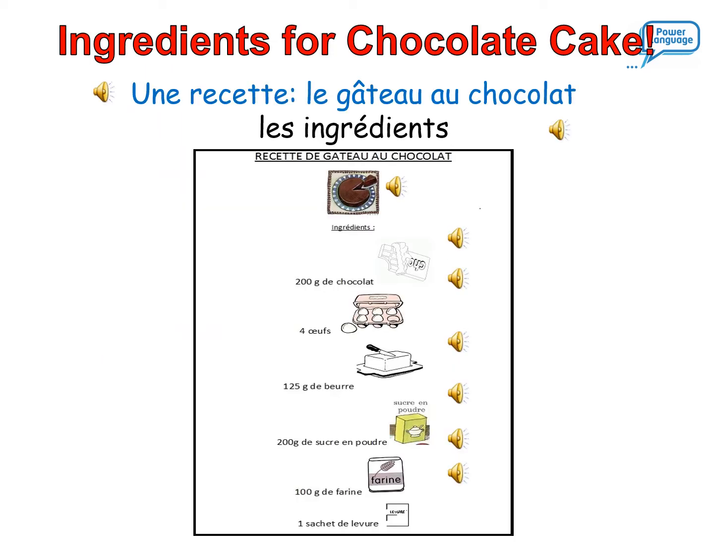So here are the various ingredients you'll need for making your chocolate cake. And again, they're in French with sound files, so to practice going through them and saying them correctly.